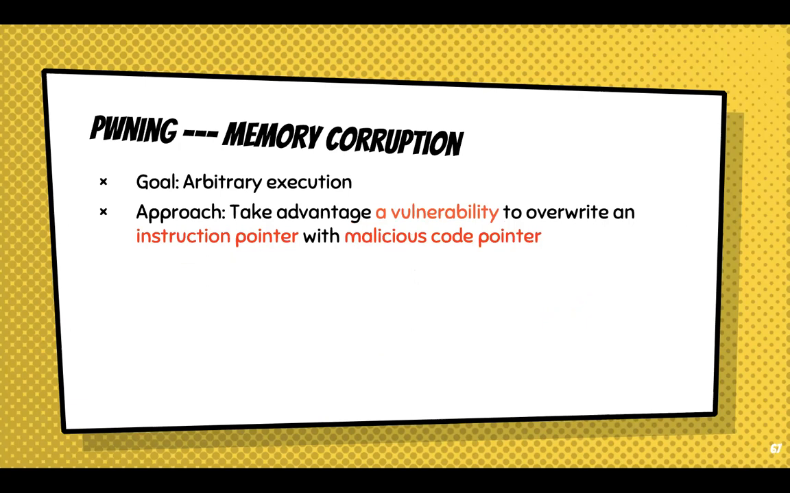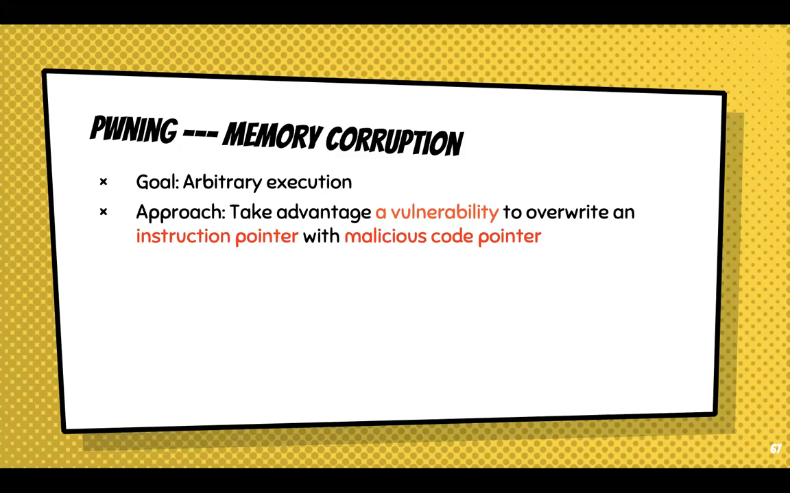Next, after we talk about command line injection and path or directory traversal, we then start our adventure in stack. And also after stack, we talk about heap. The vulnerabilities that we talk about in stack and heap are also called memory corruption. So the goal for us is to have arbitrary execution, meaning that we want to let the program execute some code that we want.